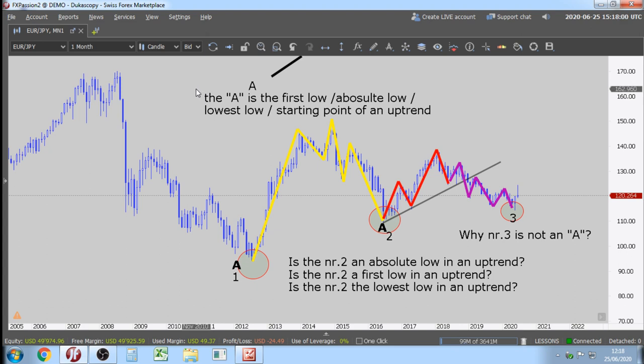And this is the rule. The A is the first low, or an absolute low of an uptrend. Maybe it's a first low of an uptrend, an absolute low of an uptrend, a lowest low of an uptrend. And it could also be a starting point of an uptrend. Why is number 3 not an A? It's not a first low of the uptrend, why not? Because it's not a lower low, why not? Not a trend yet. Yes and no.